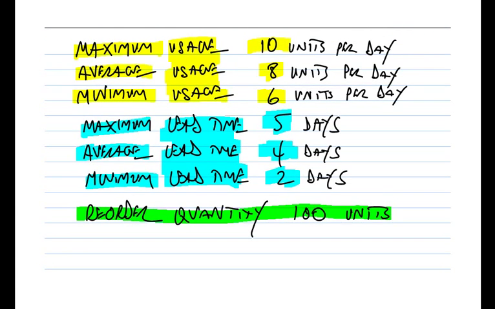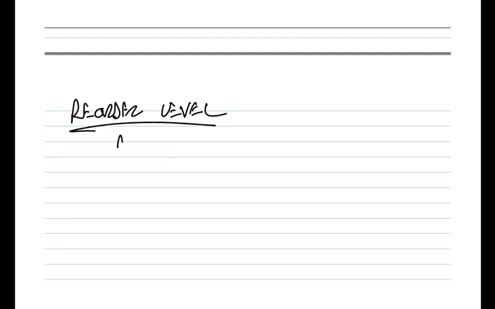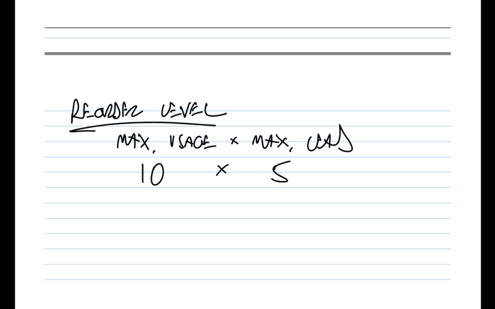Now, in order to work out the reorder level to make sure that we don't possibly run out, we're going to use the maximum figures. We could need as much as 10 units per day, and the supplier could take as long as 5 days to arrive. So I'm kind of looking at a worst case scenario here. So to work out the reorder level, we take the maximum usage and we multiply by the maximum lead time. So maximum usage of 10 units, maximum lead time of 5 days. I would set my reorder level at 50 units.